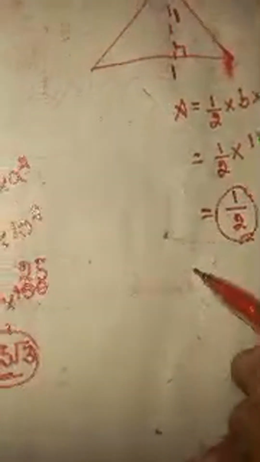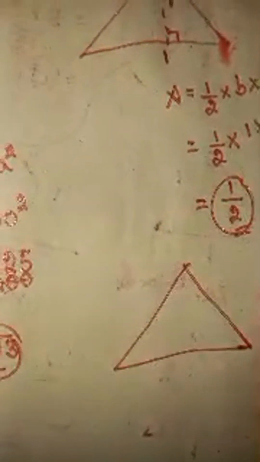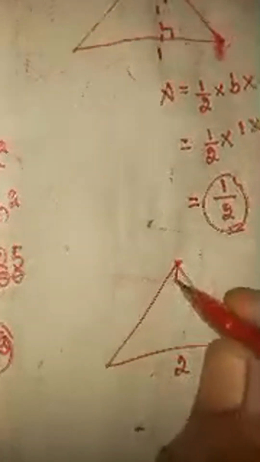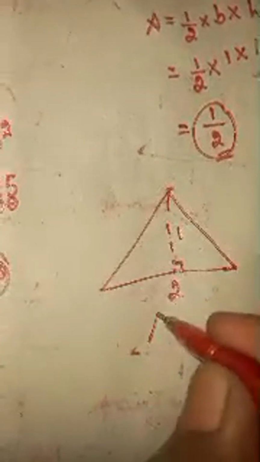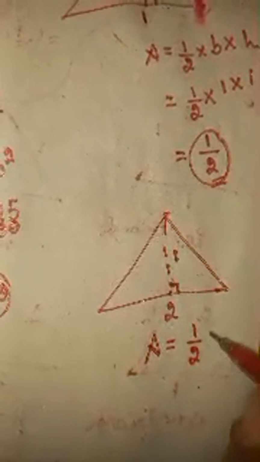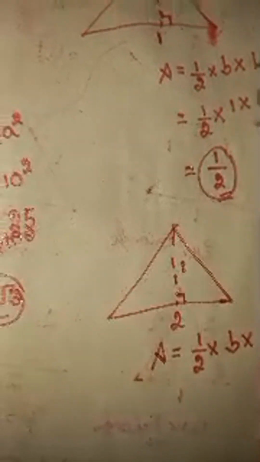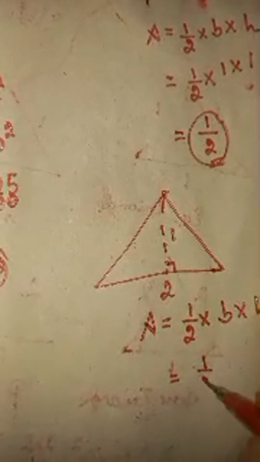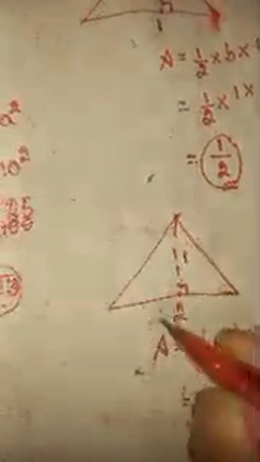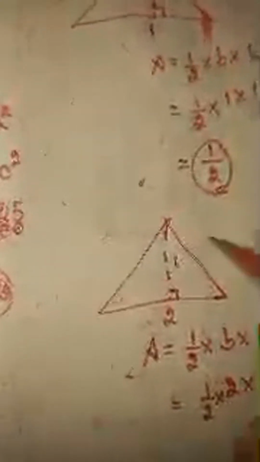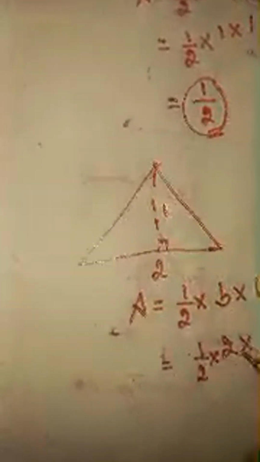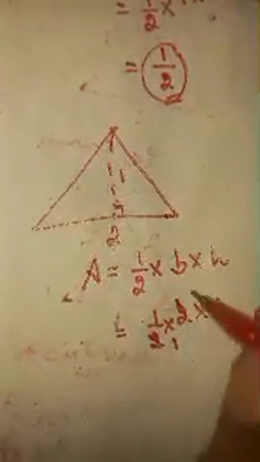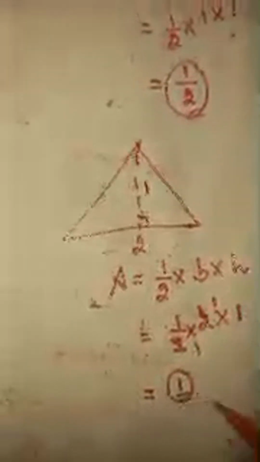Let's take one more triangle. In this triangle, they are giving the base length as 2 units and the perpendicular height as the same 1 unit. Here also you can find it out. The area of the triangle is half times base times perpendicular height. That is half times, this is the base, which is 2 units, times, this is the perpendicular height, which is 1 unit. Now we can divide the denominator and numerator. 2 1 times, 2 1 times. 1 times 1 is 1, again 1 times 1 is 1, 1 square unit.